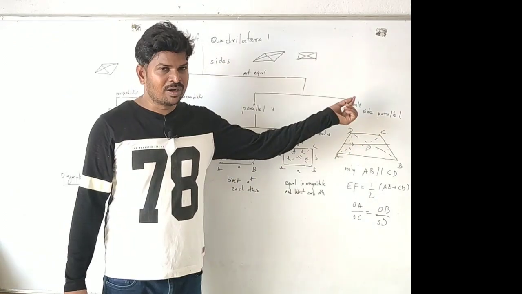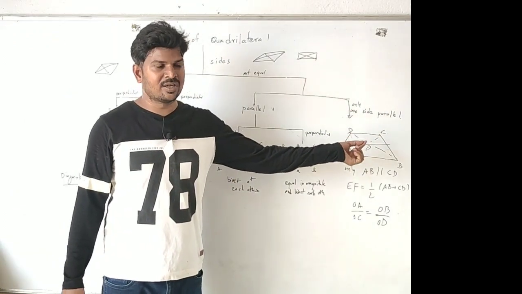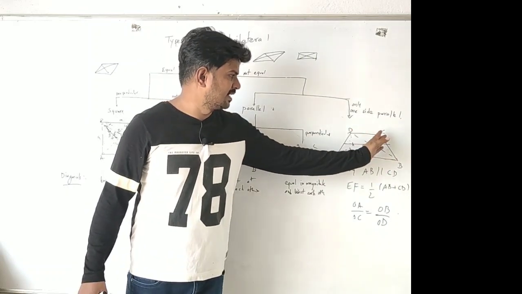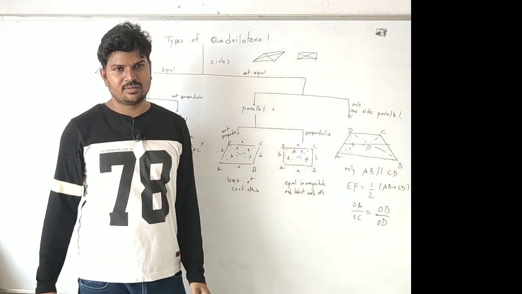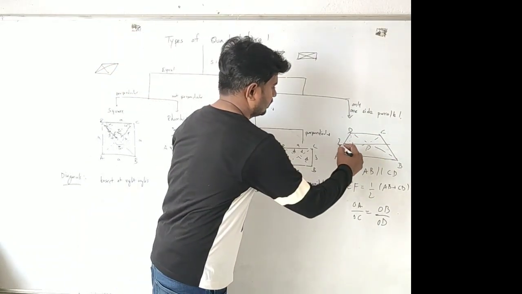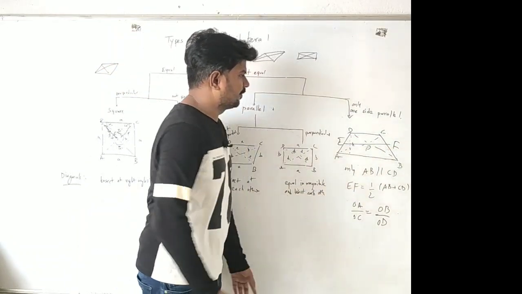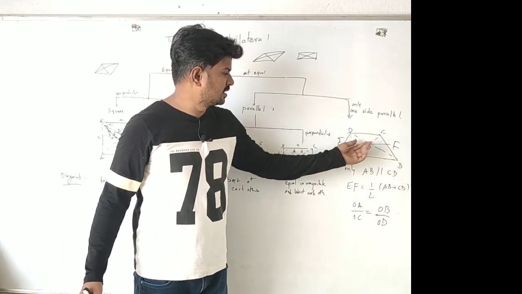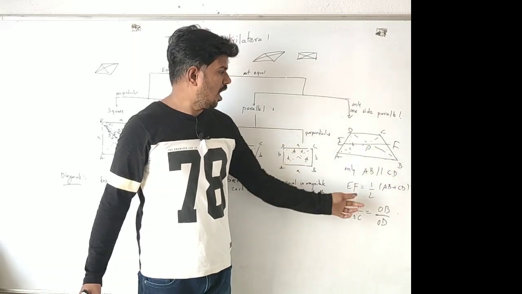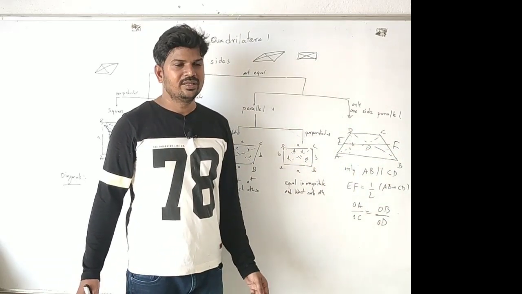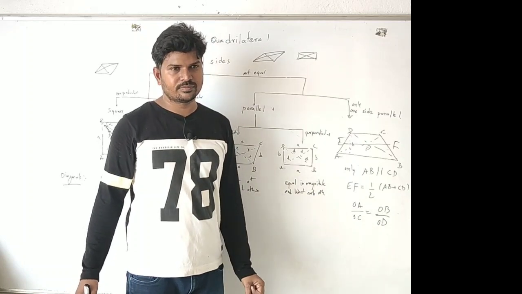Now, only one pair of sides is parallel, and the other pair is not parallel. That is, AB is parallel to CD, while AD and CB are not parallel. This is called a trapezium. If you draw E as the midpoint of AD and F as the midpoint of CB, and join them with a line, then the length of EF is half of the total length of AB plus CD. This is just a conclusion about the trapezium.